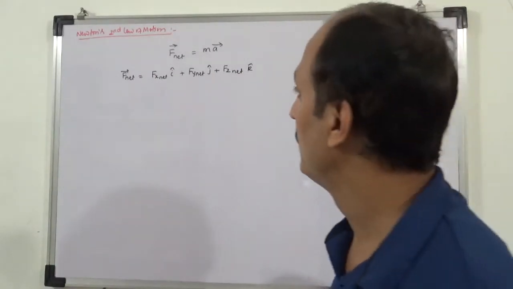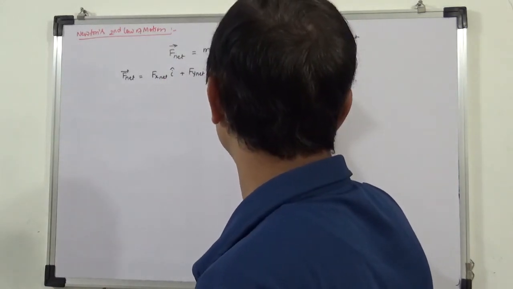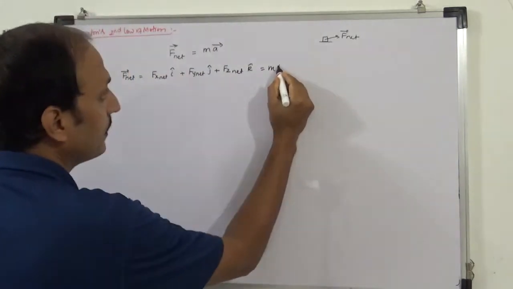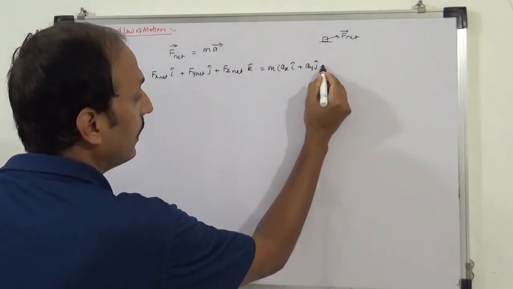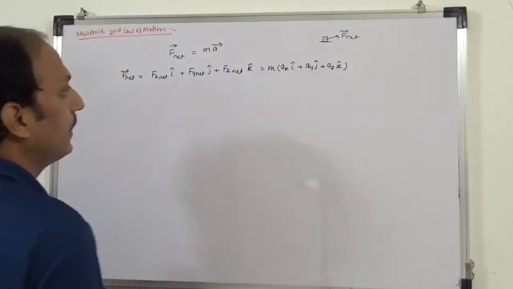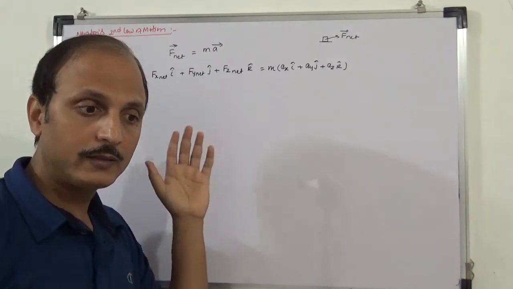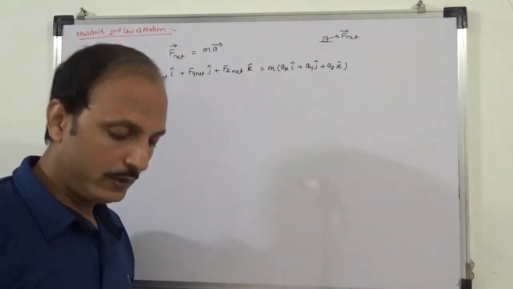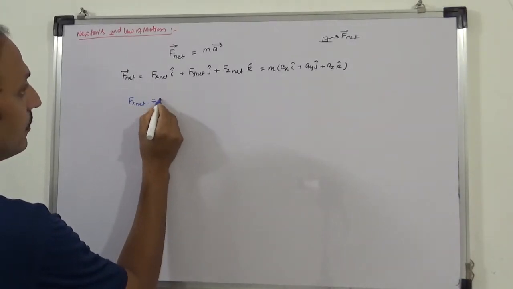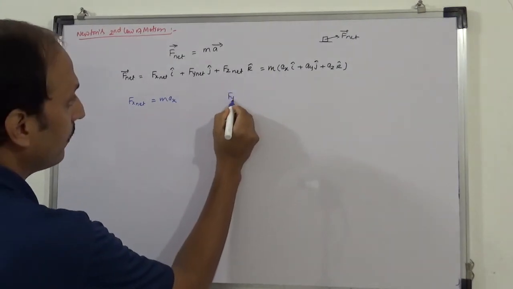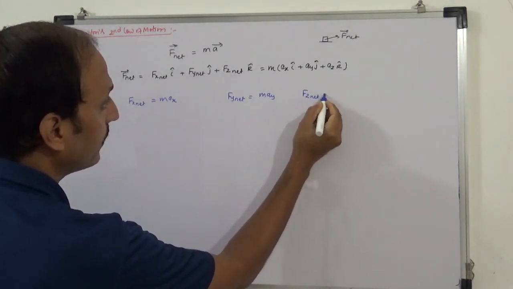Net total force is equal to mass times acceleration. Acceleration is also a vector, so this can also be written as acceleration along the x-axis, y-axis and z-axis. Now, when are two vectors the same? When the x component equals the x component, y equals y, z equals z. So from here, Fx net is equal to mass times ax, Fy net is equal to mass times ay, and Fz net is equal to mass times az.